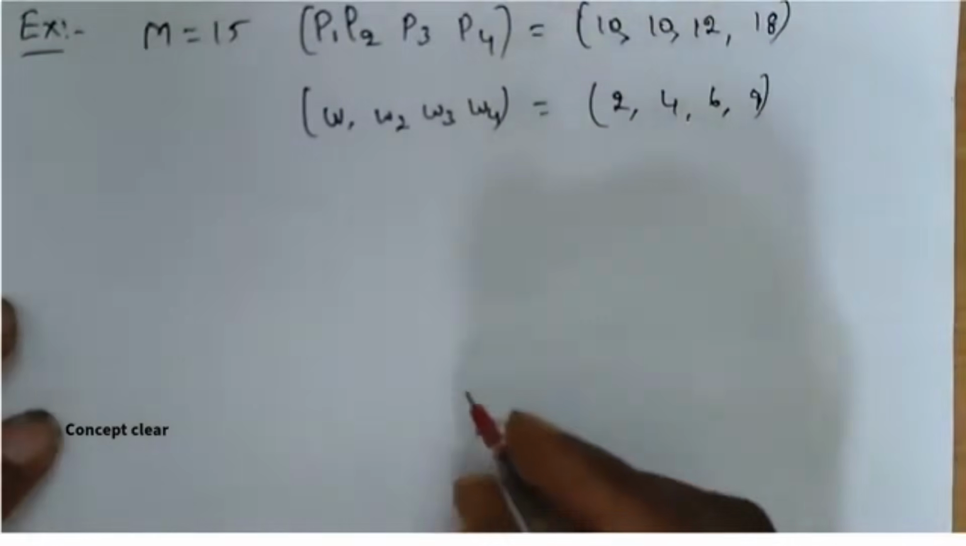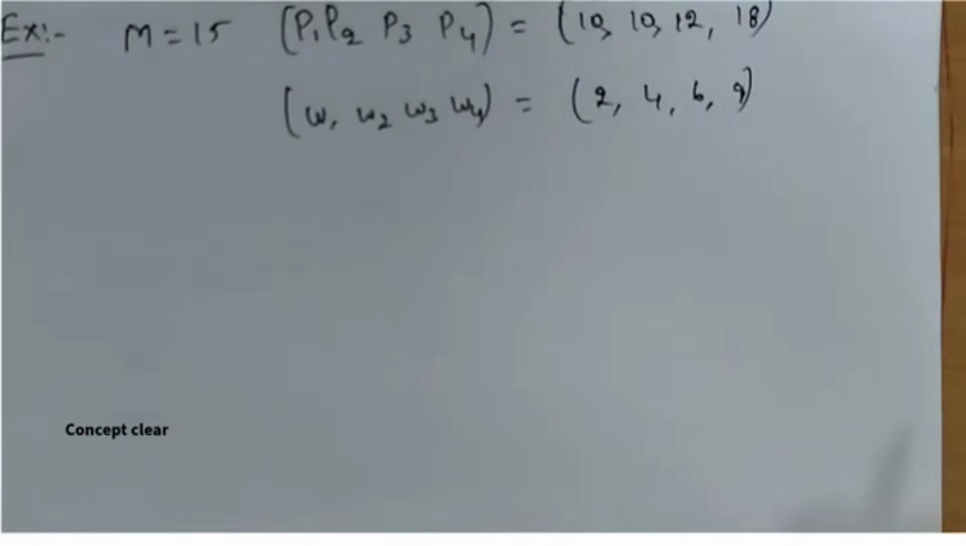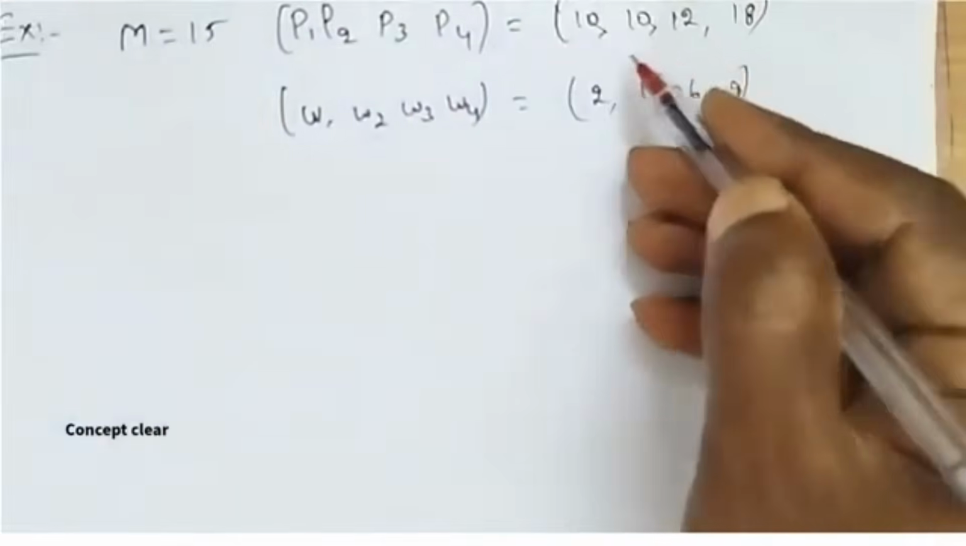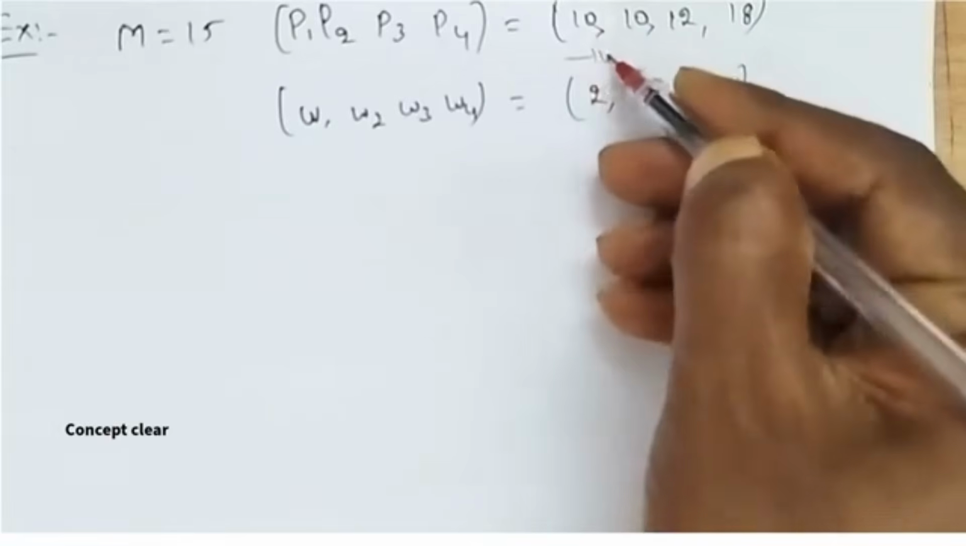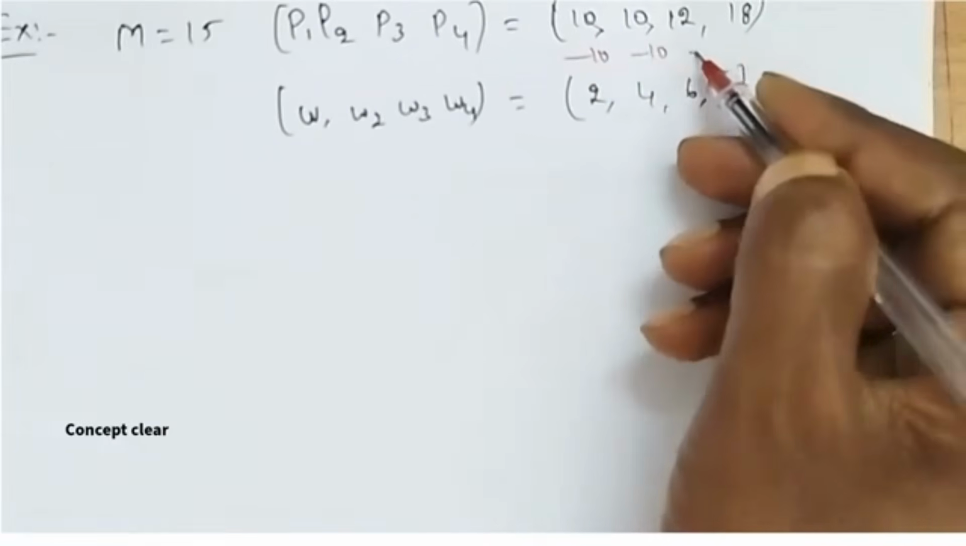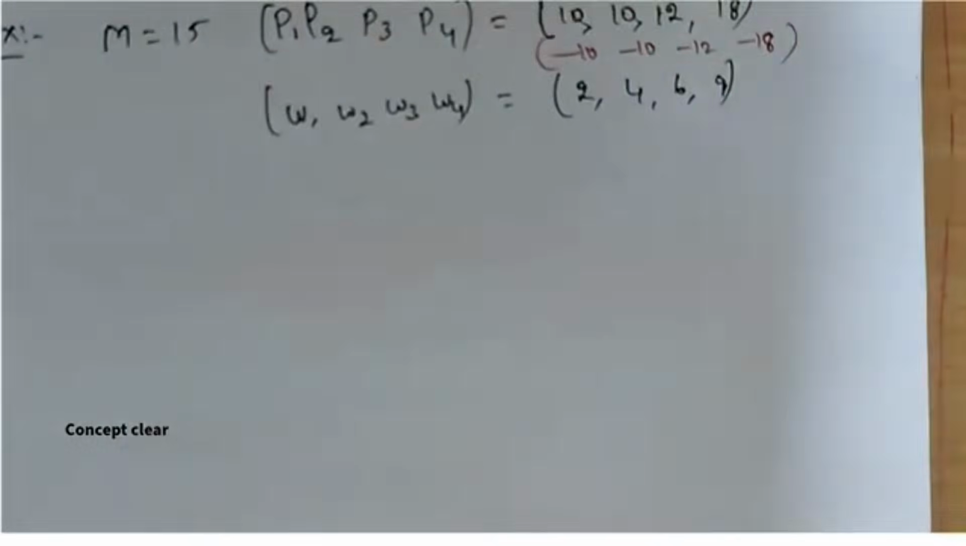First, here also we have to negate the profit values. To negate the profit values means 10 becomes minus 10, 10 becomes minus 10, 12 becomes minus 12, and 18 becomes minus 18. We are negating the values.